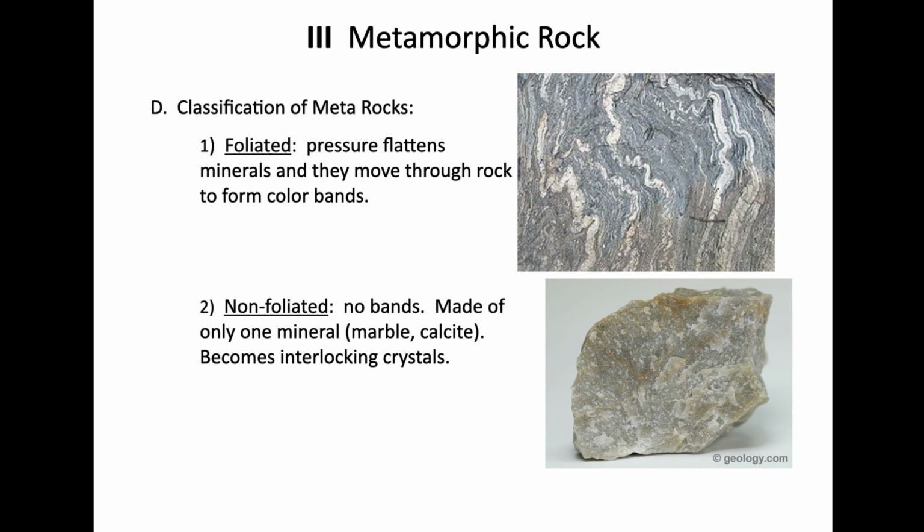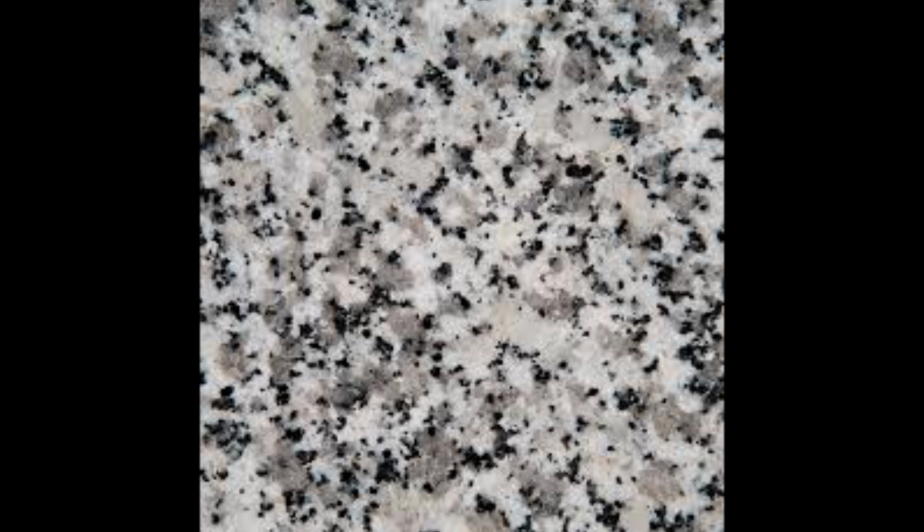When it comes to classifying metamorphic rocks, there are really only two categories of classification. There are either foliated metamorphic rocks or non-foliated. Foliated metamorphic rocks are ones that have color bands or very distinct layering. This happens because the parent rock, what it was before the heat and pressure, had multiple different types of minerals. When heat and pressure are applied to a rock, those minerals can actually separate and produce these bands, these distinct layers.